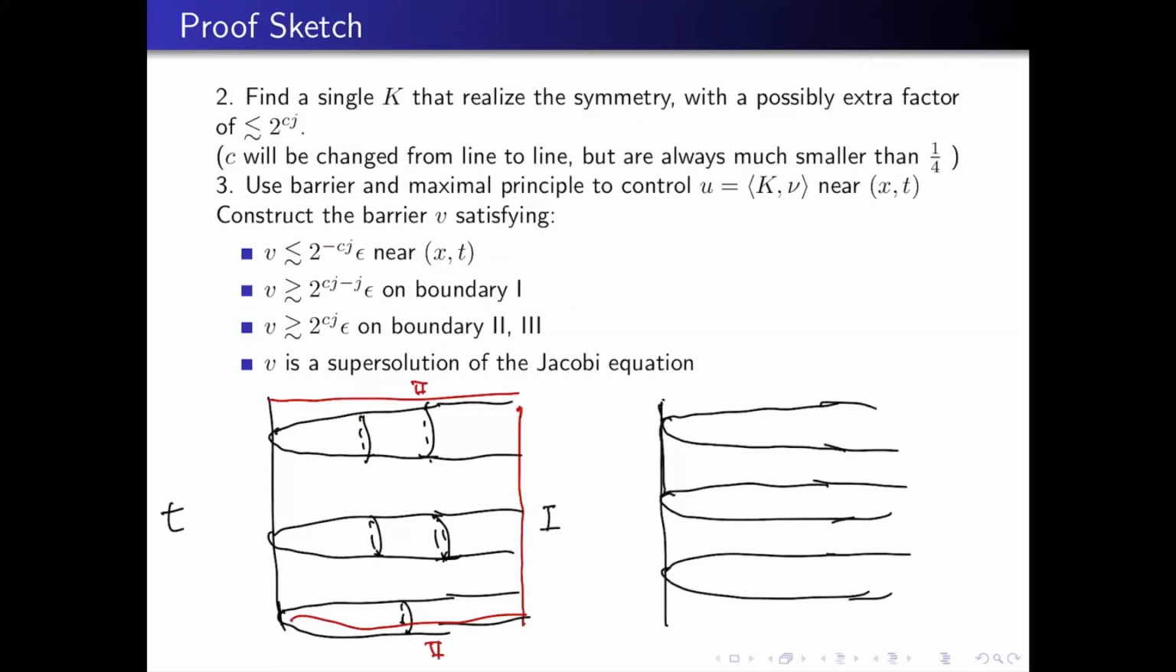So this corresponds to the time t minus 2 to the cj, where c is something that I don't specify here. So this is boundary 3. So this entire thing is boundary 3.